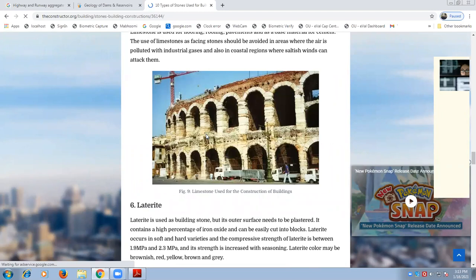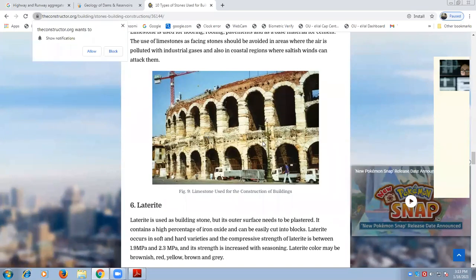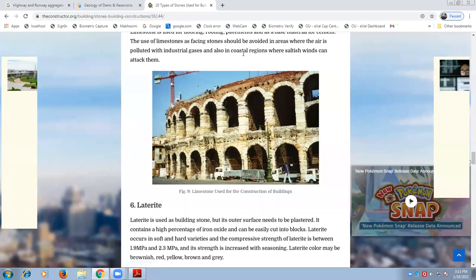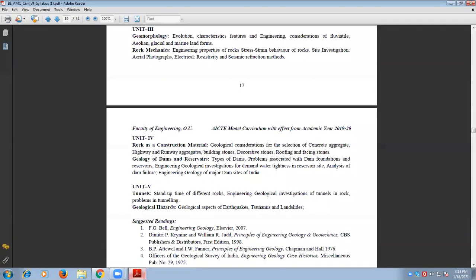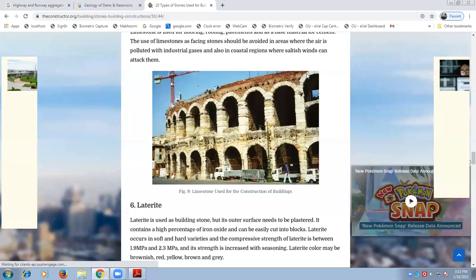Decorative stones, in the sense, will be used only on the outer surface, which is visible outside, because that's the main aim of decoration. So next, we would move on to roofing and facing stones. Roofing simply means those rocks or stones which are used for the construction of a roof. Now you have certain requirements for the rocks to be used in roofing and for facing.